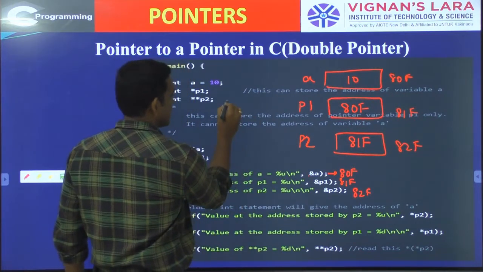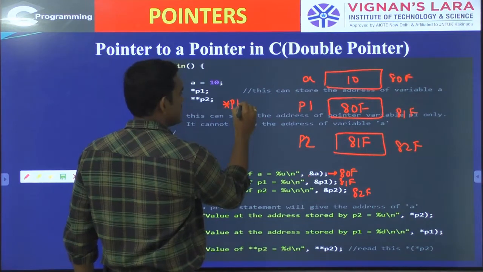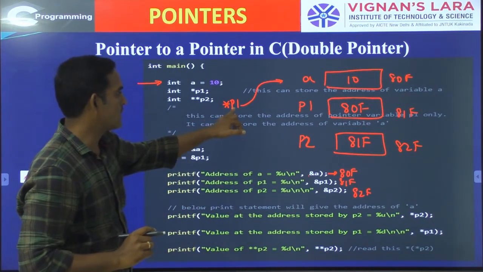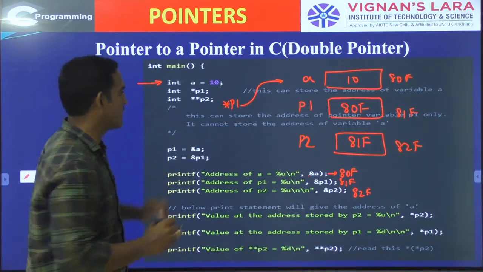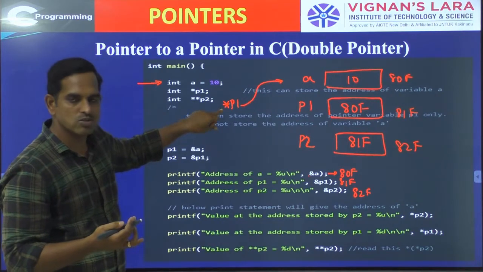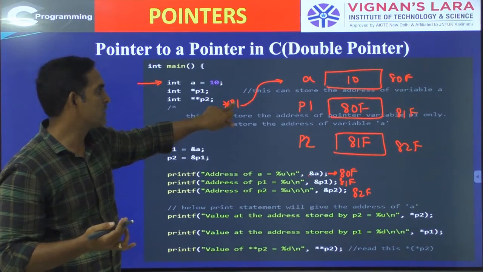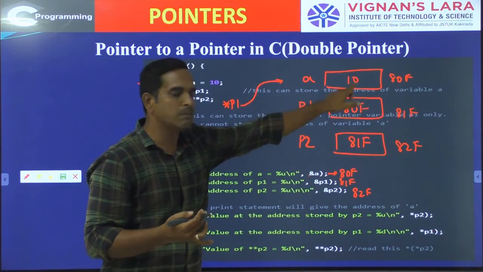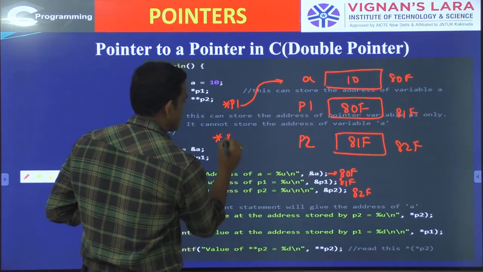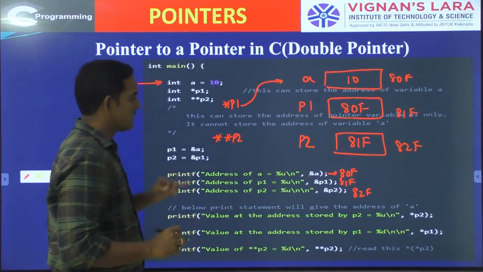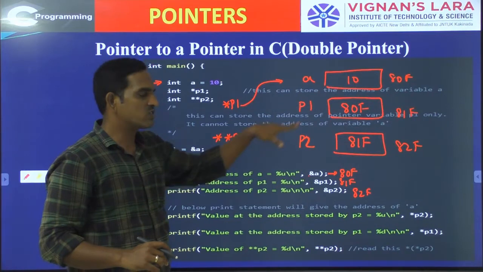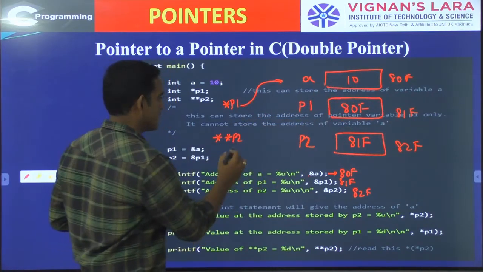If I am writing star P1, it means the value at the address stored in P1. When I write star P1, that is the dereferencing operation. This refers to the value at the address of P1. So the value at the address of P1 will be 10. In the same case, if I write star P2, it will refer to the value at the address stored in P2.